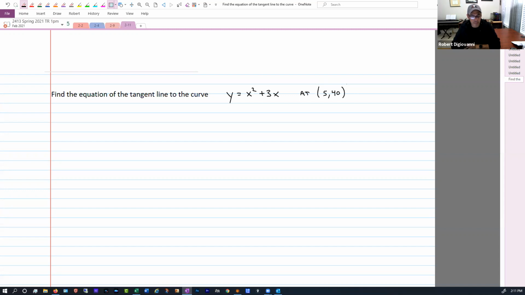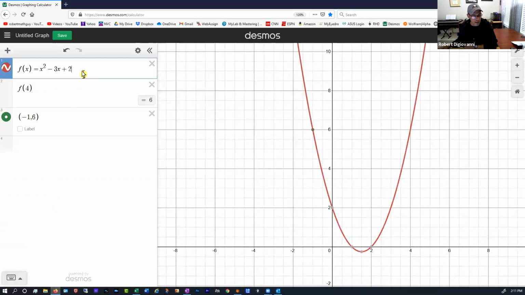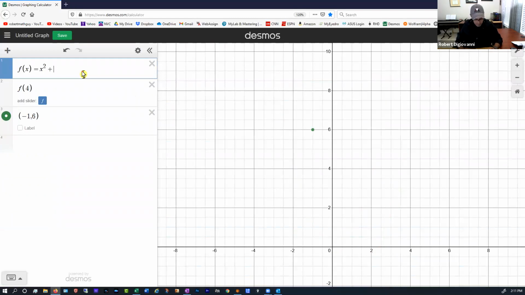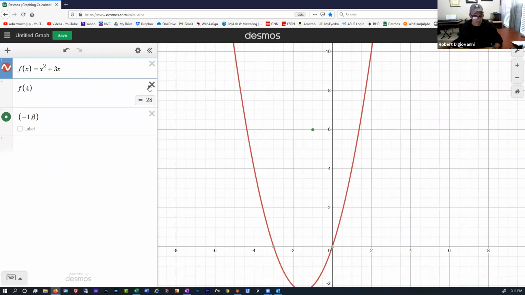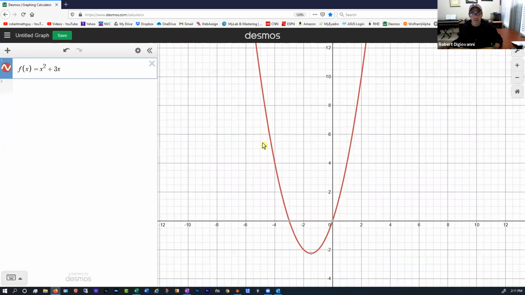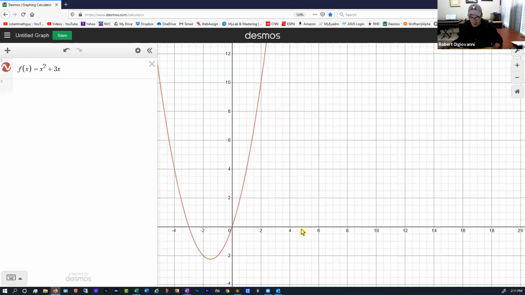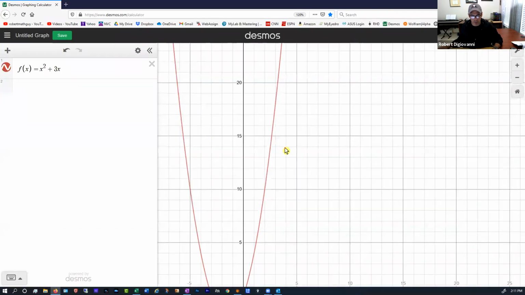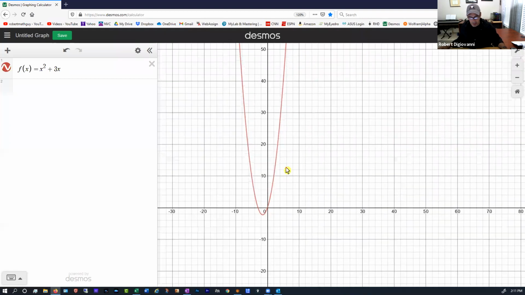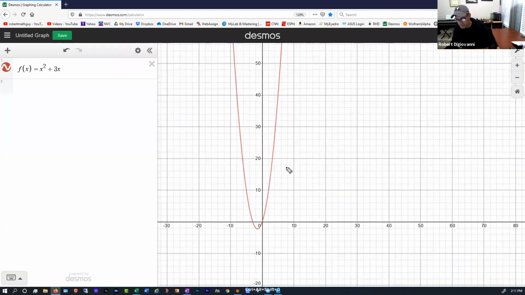Everyone got that written down? X squared plus 3x. I'm just going to take a look at this graph real quick. There it is. It's a parabola. Keeping things kind of boring right now. And if we go to 5, it's way up here at 40. So I'm going to zoom out. There we go. So at 5, we're way up here at 40.